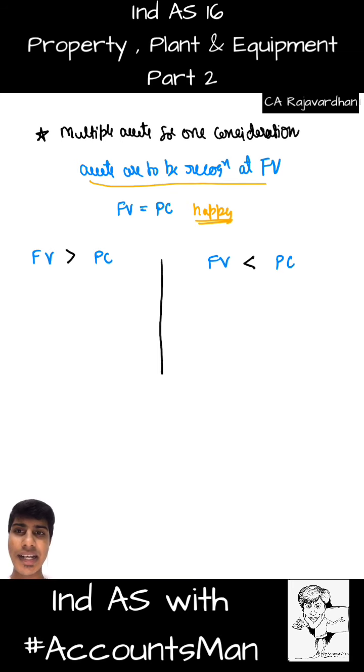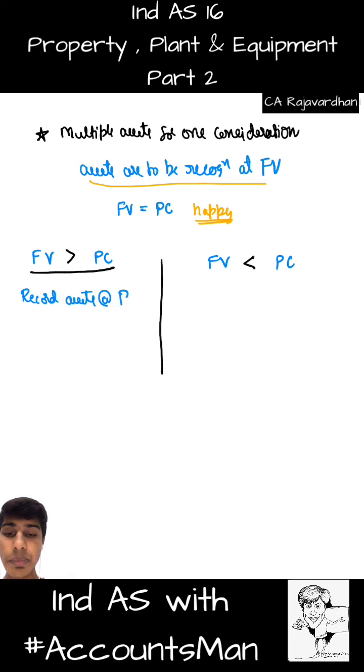Meaning if you record the asset at 110, cash going out is 100, that cash is being replaced by an asset of 110, so there is an increase in the assets by 10 rupees. It is like profit, which is against the prudence concept or conservatism. We cannot record that amount. You get that? So whenever the fair value is greater than purchase consideration, what will we do? Record assets at purchase consideration.